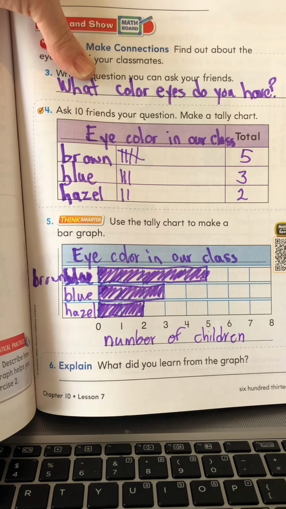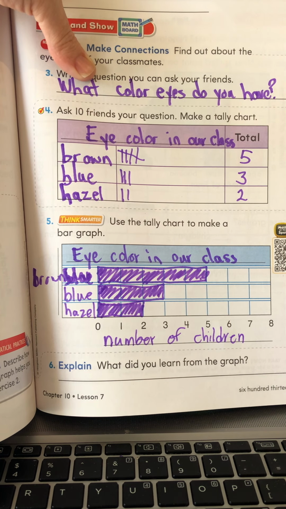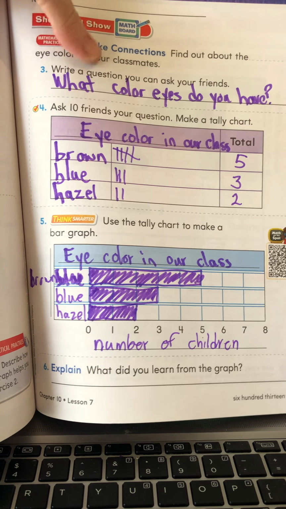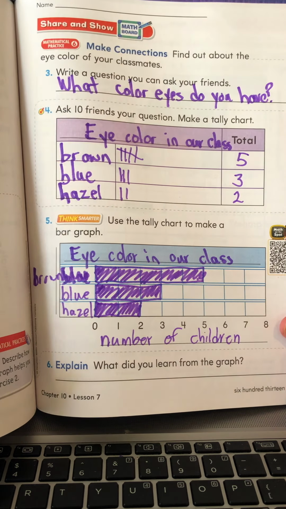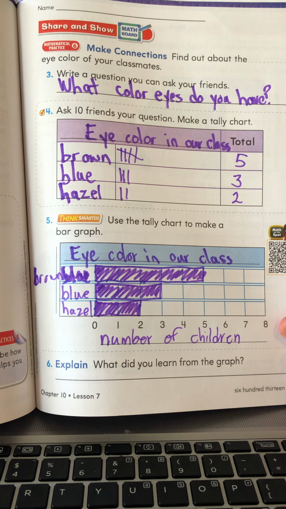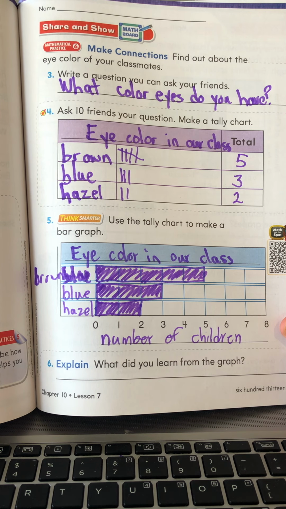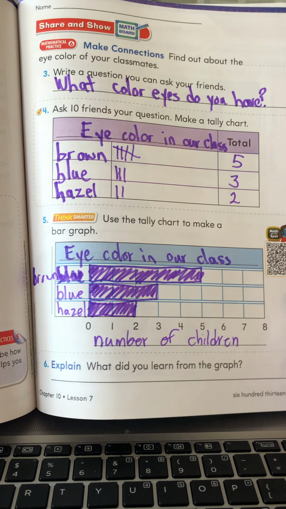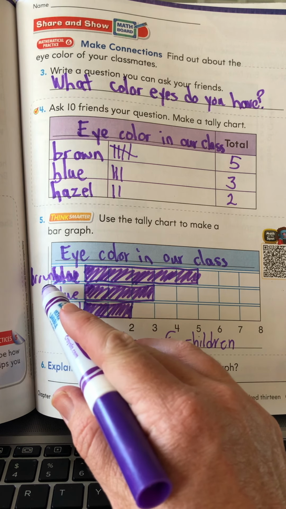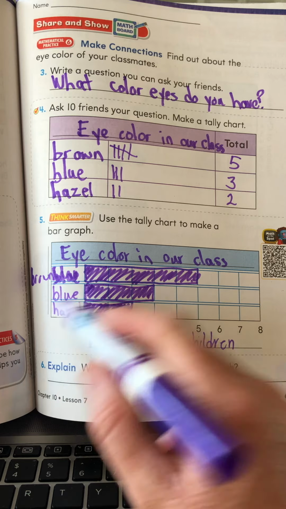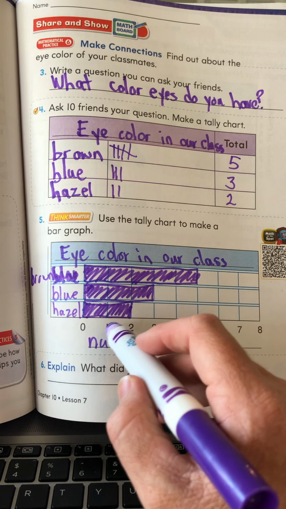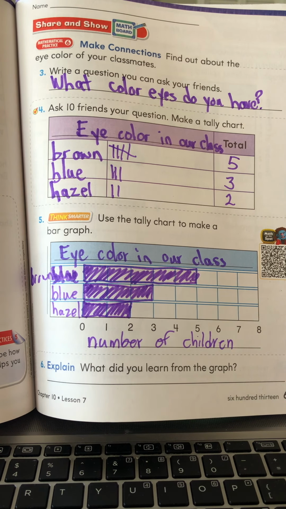Okay, our next question says, what did you learn from the graph? So think about that. Think about what we learned from the graph. Okay, we learned about which eye color 10 of our friends had most. And we can see that most people in this group had brown, and the least people in our group had 2. Now think about that.